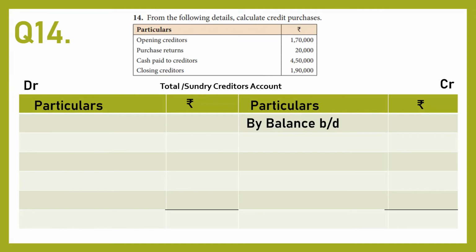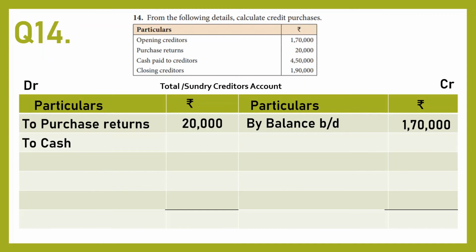So we know what is the opening balance. The opening balance will always be on the credit side here. Just keep that in mind. The opening balance is 1,70,000. This is again given in the problem. And then purchase returns, which is 20,000. This is also given in the problem. Then cash. What is the cash that has been paid to creditors? 4.5 lakhs. And then what else is left? The closing balance, which is again given in the problem, 1.9 lakhs.